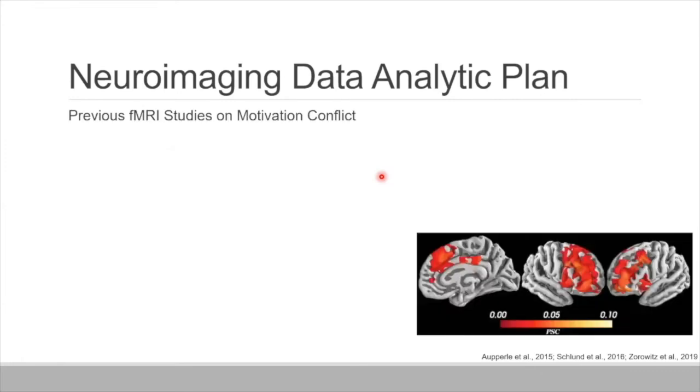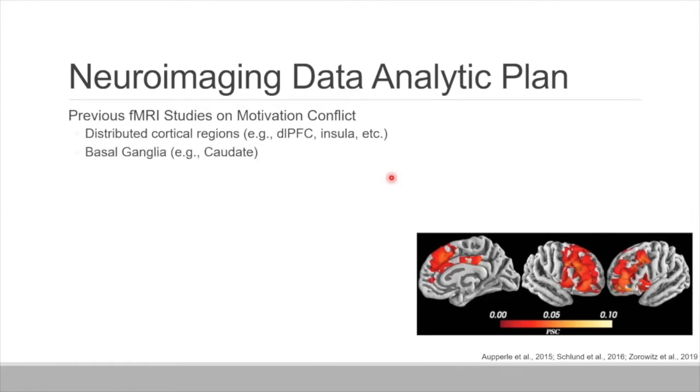And then for our neuroimaging plan, again, there have been a lot of studies done on motivational conflict, which has these broad distributed regions that show up. So dorsolateral prefrontal cortex, insular cortex, basal ganglia regions like the caudate, and also some subcortical regions like the ventral and anterior hippocampus.